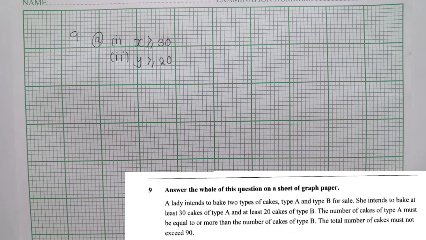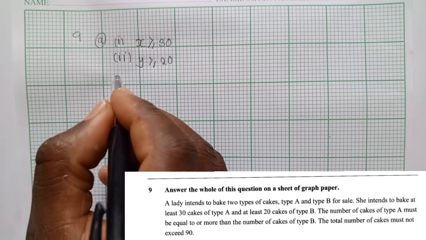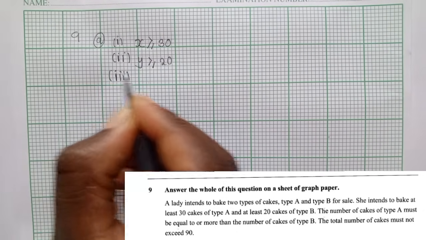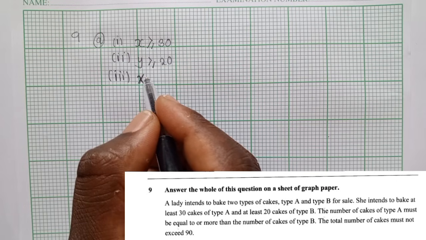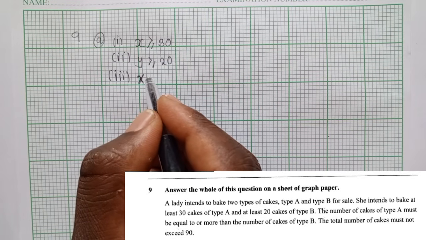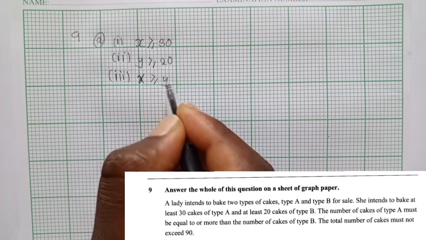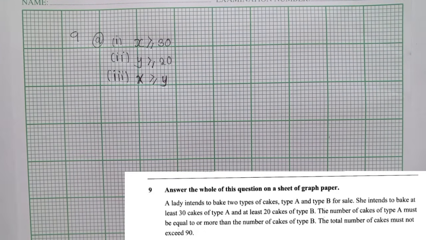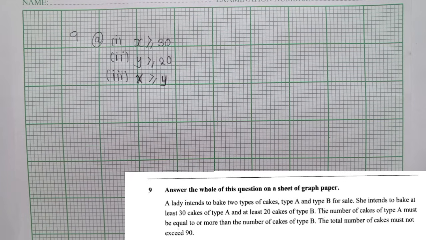The next inequality here: the number of cakes of type A must be equal to or more than the number of type B. Okay? So we know type A is being represented by which letter? X. So they are saying the number of cakes of type A must be equal or more than, so that means greater or equal to the number of type B, which is being represented by letter Y. So the next one will be the last one.